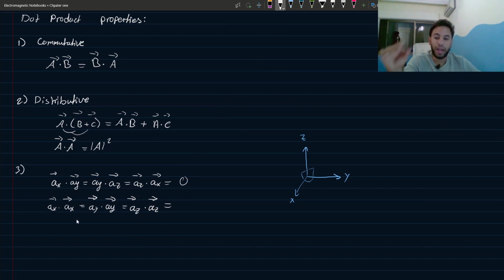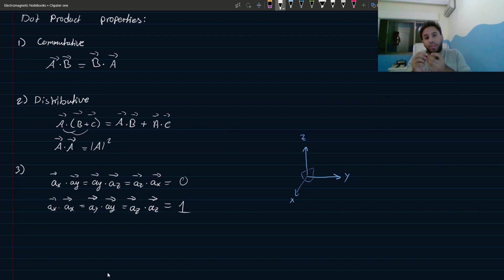If you multiply any unit vector by itself, or any unit vector with a similar unit vector in the same direction, as we said in the property before, when you multiply any vector by itself, you get the magnitude squared. The unit vector is essentially a smaller vector with a magnitude of 1, and 1 squared is still 1. So when you multiply any unit vector by itself, AX dot AX or AY dot AY or AZ dot AZ, you will get 1 as an answer.